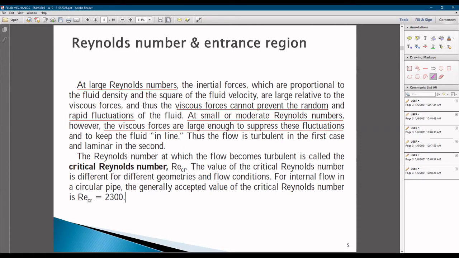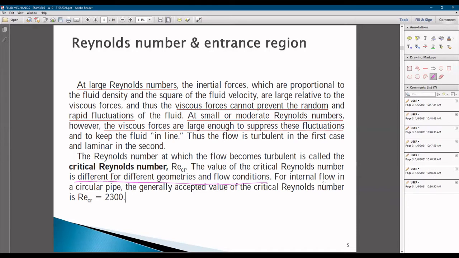The Reynolds number at which the flow becomes turbulent is called the critical Reynolds number, denoted as Re subscript Cr. Cr stands for critical. The value of the critical Reynolds number is different for different geometries and different flow conditions. It is different. Remember this.